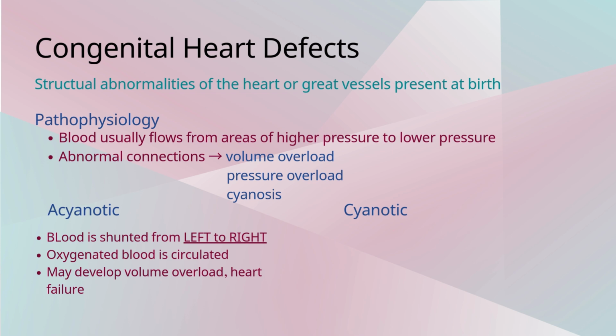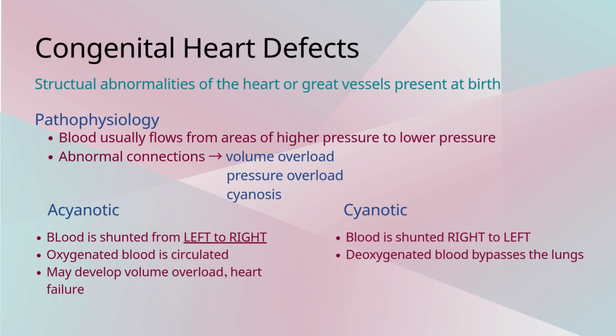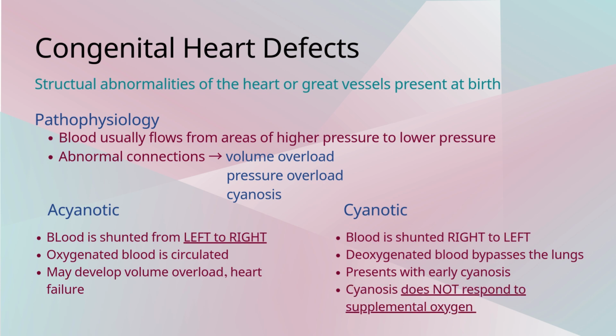Now, cyanotic defects usually involve a right to left shunt. In these situations, deoxygenated blood bypasses the lungs and enters circulation without adequate oxygen to supply the body. So these are often going to present very early. These infants present early and they're cyanotic, and that cyanosis actually doesn't improve with oxygen administration. That's a key feature of it, and that makes sense because oxygen availability really isn't the issue.